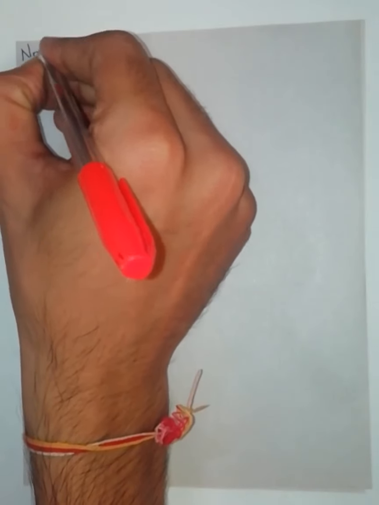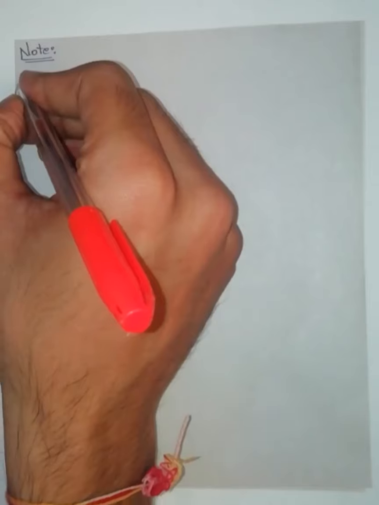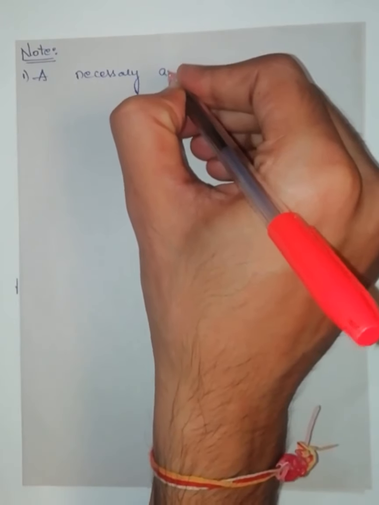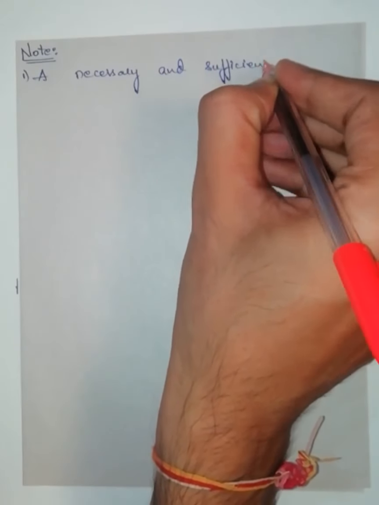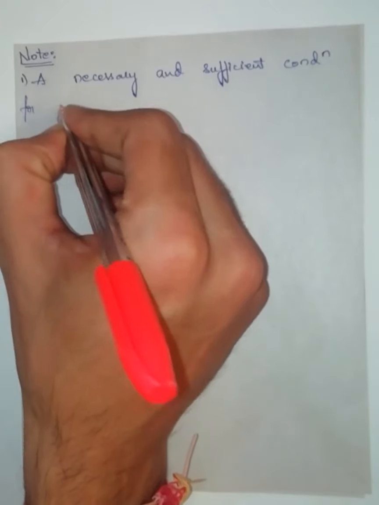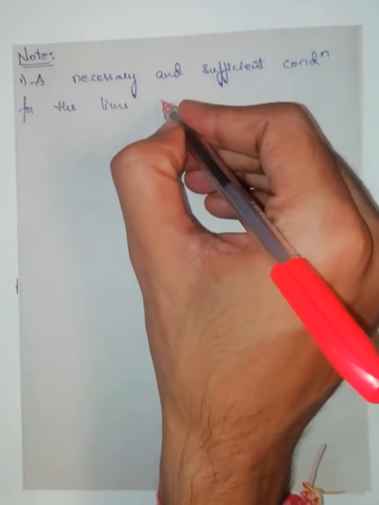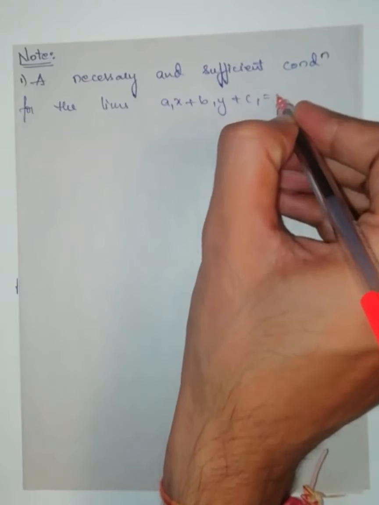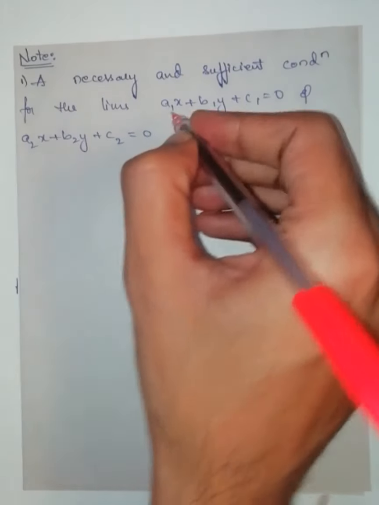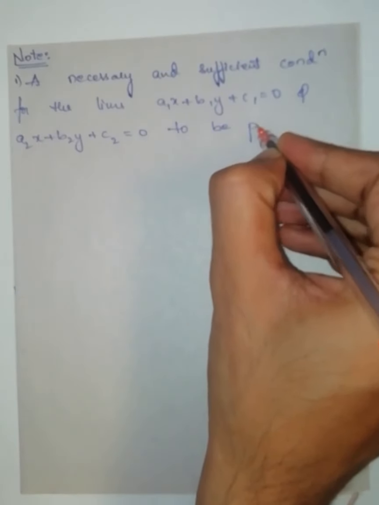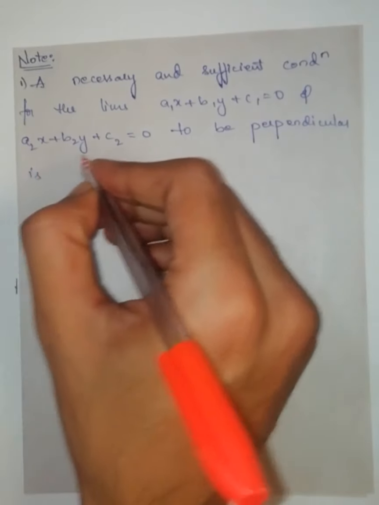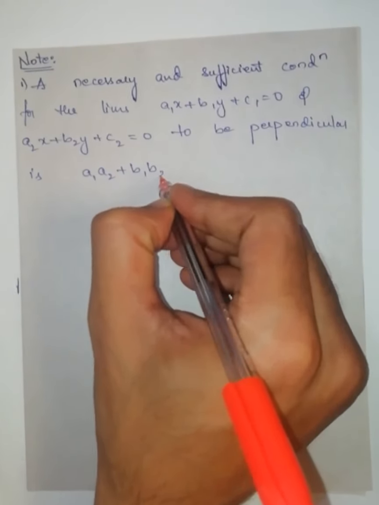Note, first one: a necessary and sufficient condition for the lines a1x plus b1y plus c1 is equal to 0 and a2x plus b2y plus c2 is equal to 0 to be perpendicular is a1 a2 plus b1 b2 is equal to 0.